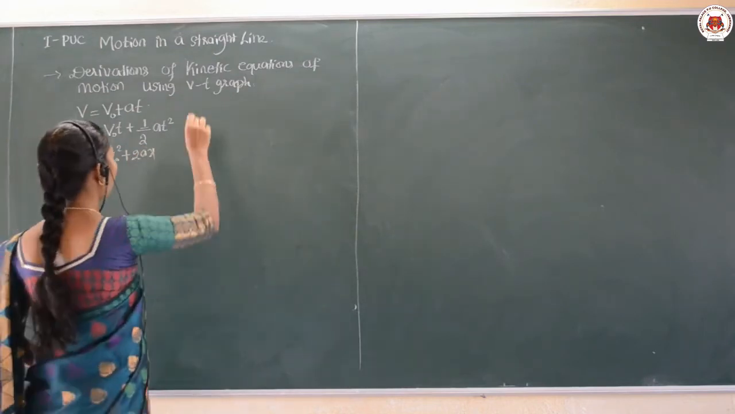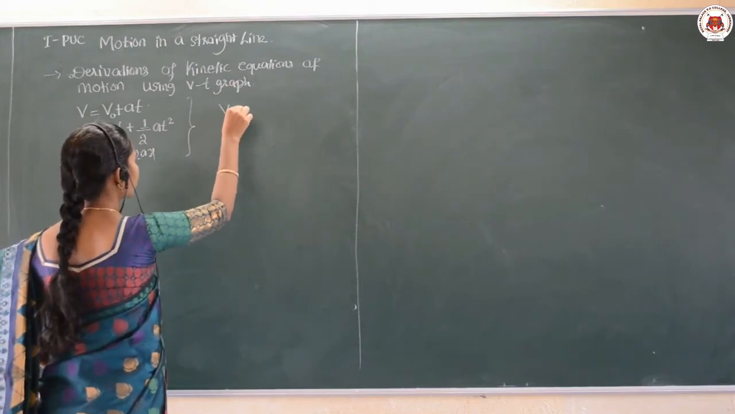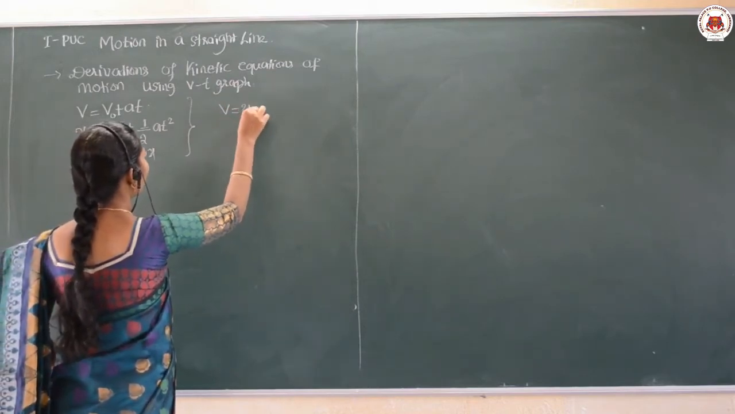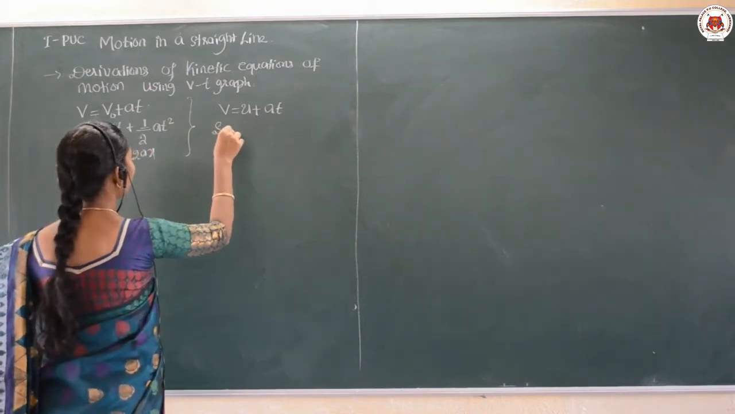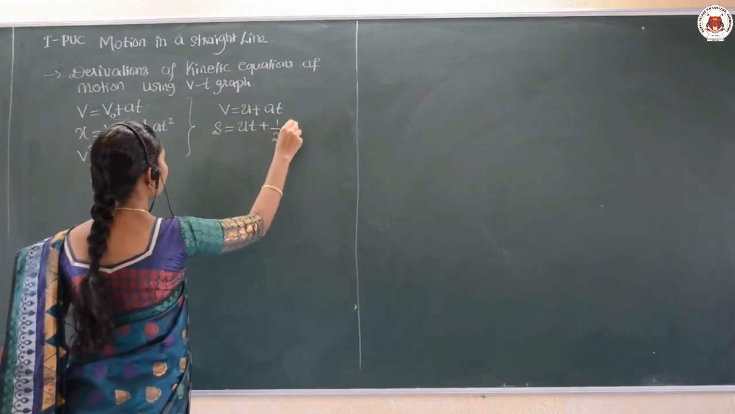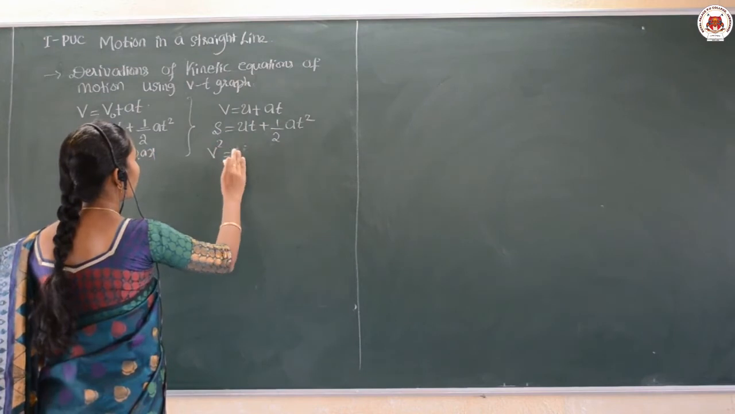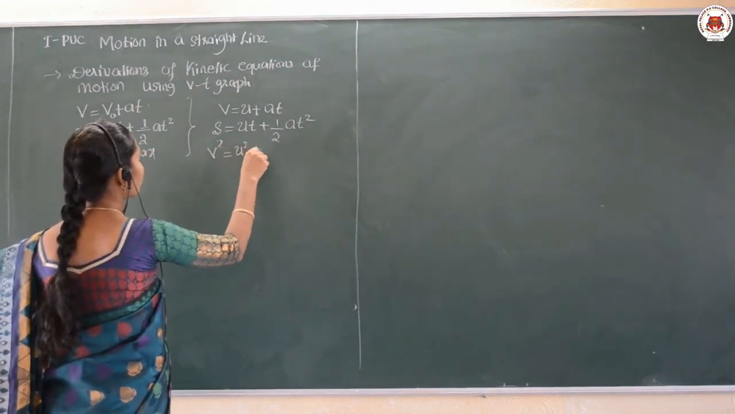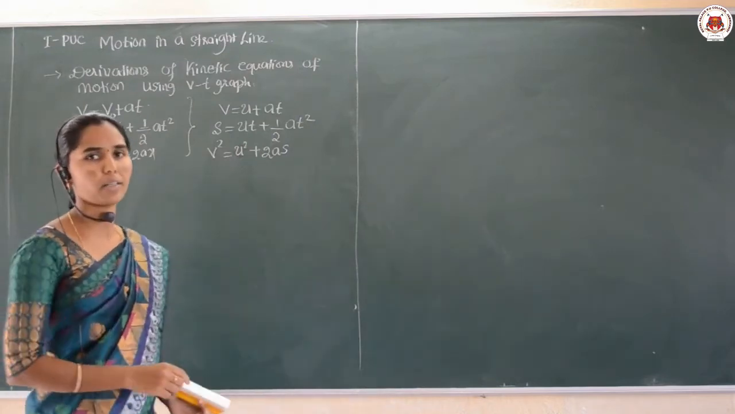Actually, I think up to your 10th you might have discussed the same equations like this: V equal to U plus AT, and S is equal to UT plus half AT square, and V square is equal to U square plus 2AS. Both are the same only, dear students.